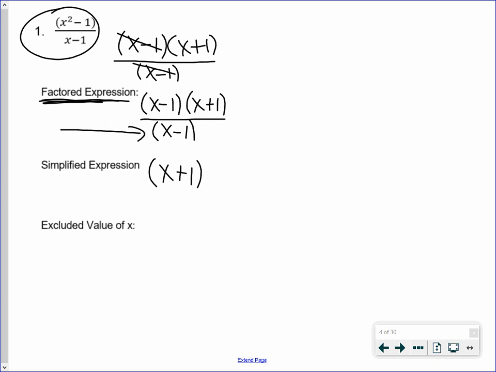The only factor we have in the denominator of this factored expression is x minus 1. So we'll set that equal to 0, and we get that x equals 1. So our excluded value of x is 1. Or in other words, x cannot equal 1.